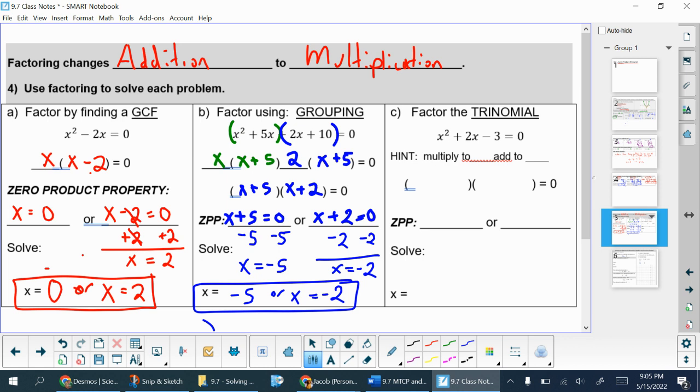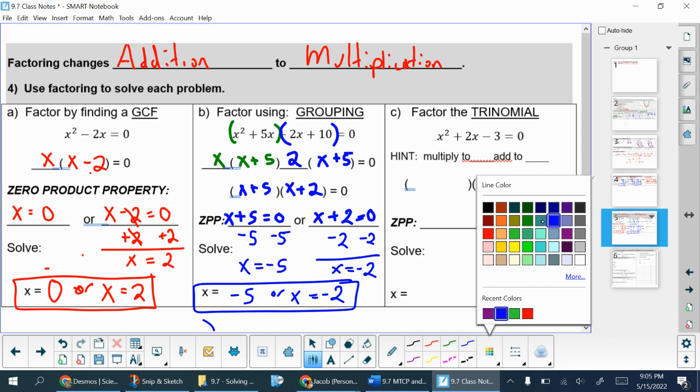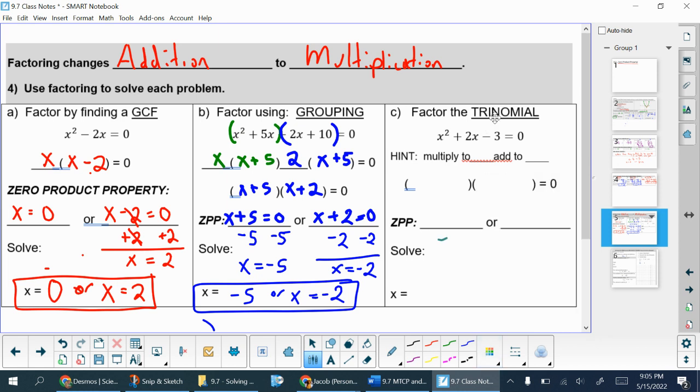Final one here, we've got a trinomial. Remember, our key to look for on these is always going to be what multiplies to that c term and adds to that b term. So it multiplies to negative 3 and adds to 2. And so those numbers are going to be positive 3 and negative 1.